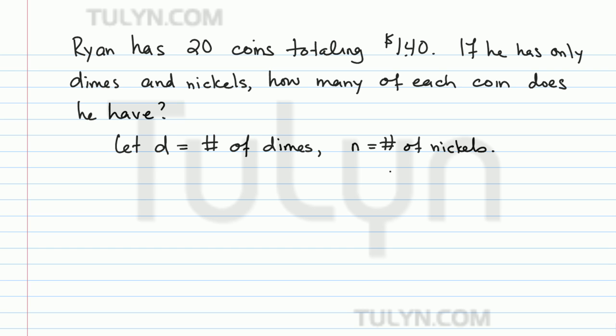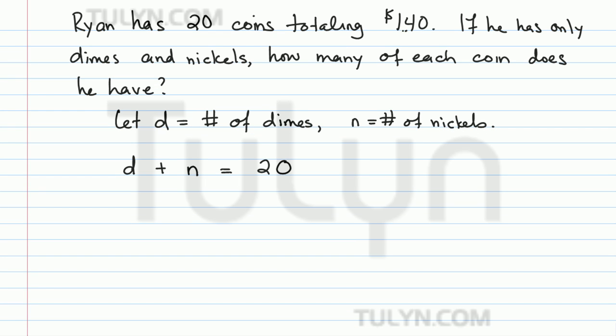So now that we have that, we go back and read the problem so that we can come up with a system of equations. We know that Ryan has 20 coins. So if we count up the number of dimes and add that to the number of nickels, we should get 20, right? So that's one of our equations. We also know that the total amount is $1.40. So if we add up all the dimes, which are worth 10 cents each, and then all the nickels, which are worth 5 cents each, then we should get a total of $1.40, right? So now we have both of our equations.